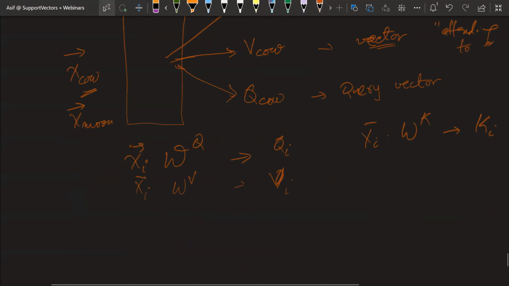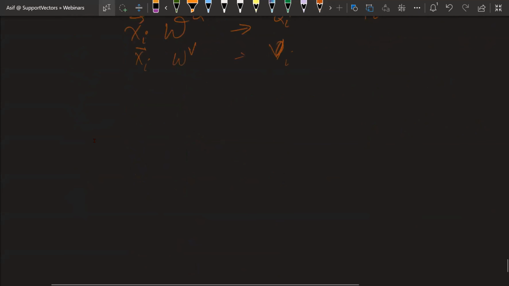Then comes the interesting thing. What happens is that, suppose there are all of these vectors. Oh, sorry, I should use the words K1, K2, K3.